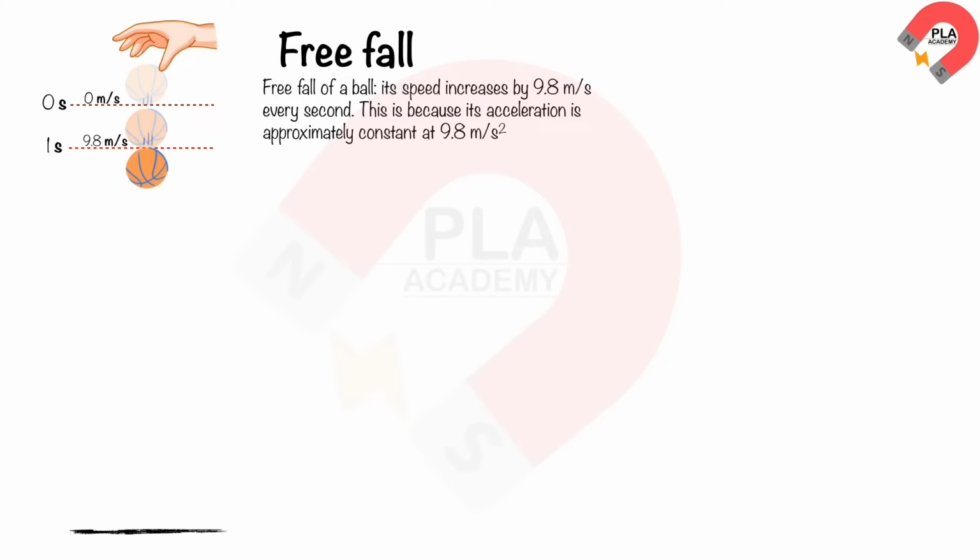After 2 seconds, the ball has descended a greater distance than it did in the first second, and its speed increases to 19.6 meters per second. After 3 seconds, the ball has descended a greater distance than it did between 1 and 2 seconds, and its speed increases to 29.4 meters per second. After 4 seconds, the ball has descended a greater distance than it did between 2 and 3 seconds, and its speed at 4 seconds increases to 39.2 meters per second.